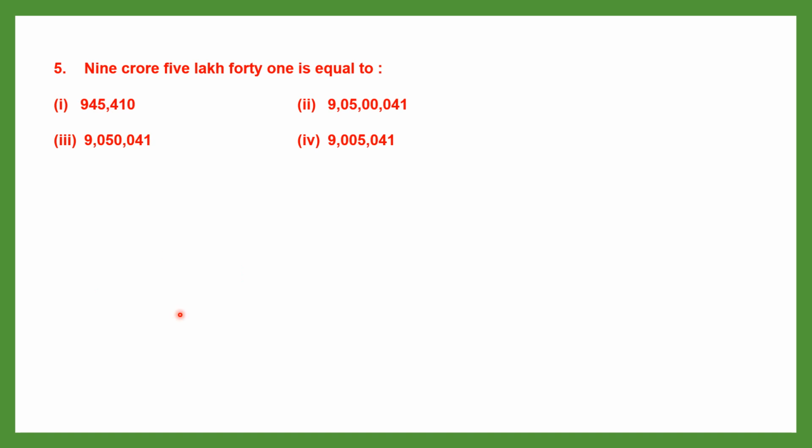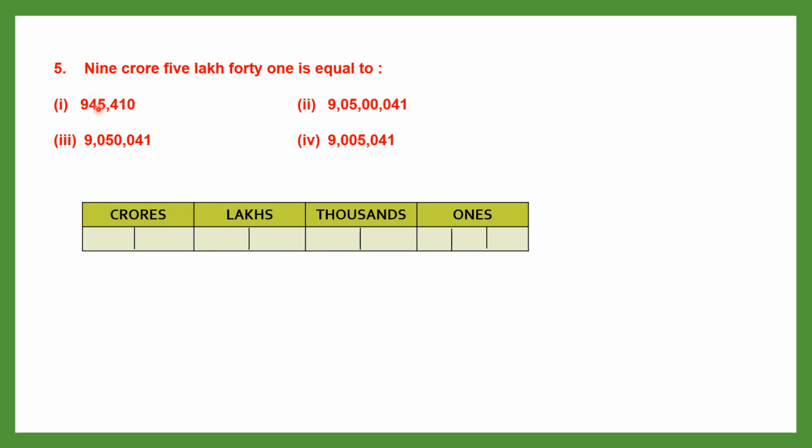Question 5. 9 crore 5 lakh 41 is equal to one of these. So 9 crore, that means this is the Indian system. Let's draw the Indian system. Now let's write this number in the chart. So this is 9 crore. We will put it here, because this will become the 10 crores place. So 9 crore will come here.